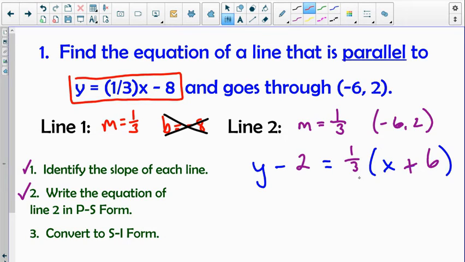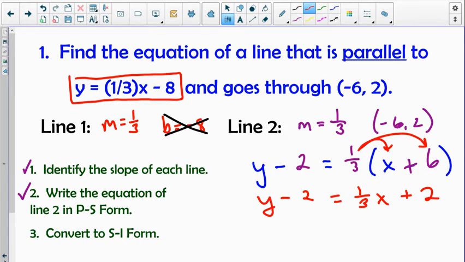Step number 3 is to convert to slope-intercept form. To do that, we have to distribute the right-hand side. So we distribute the slope, and we get 1/3 x plus 1/3 times 6. We do 1 times 6 divided by 3. That gives us 2. 1/3 of 6 is 2. I'm just going to bring down the left-hand side.